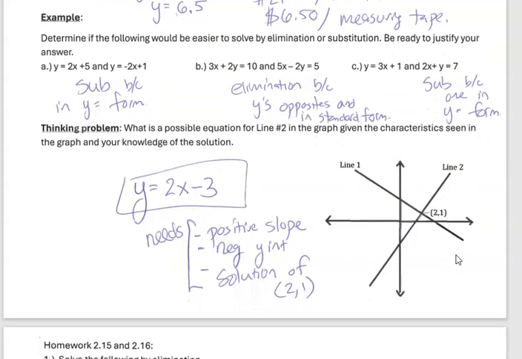Now this last problem just said thinking problem. What is a possible equation for line number 2 given all of the characteristics seen in the graph and your knowledge of a solution? So I can see that this has a negative y-intercept, a positive slope, and it also better have 2, 1 as a solution. So there are infinitely many equations that this could be. The one that I did was I had a positive slope of 2, a negative y-intercept, so -3, and then I just made sure that 2, 1 worked, meaning it made the equation true because it's a solution.